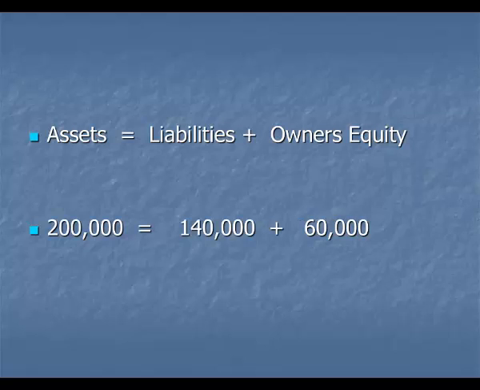The answer is 140,000. The process that you probably used was 200,000 minus 60,000 equals 140,000. Now let's do the double check of our answer. Does 140,000 plus 60,000 equal 200,000? Yes. Then we are done.